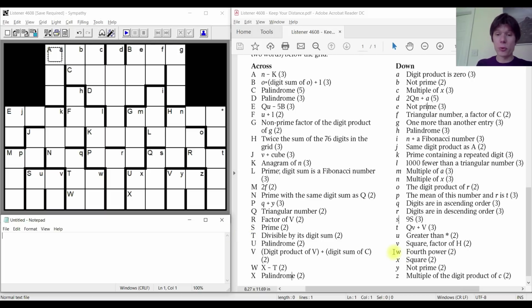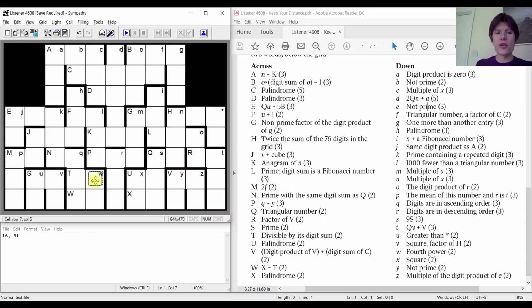So for example, in this puzzle, we can see that little w, or w down, is a 4th power. Now it can't be 1 to the power 4, because that would only be 1. And it can't be 4 to the power 4 because that's 256 and much too high. So it must be either 2 to the power 4, which is 16, or 3 to the power 4, which is 81. So this entry here must be 16 or 81.